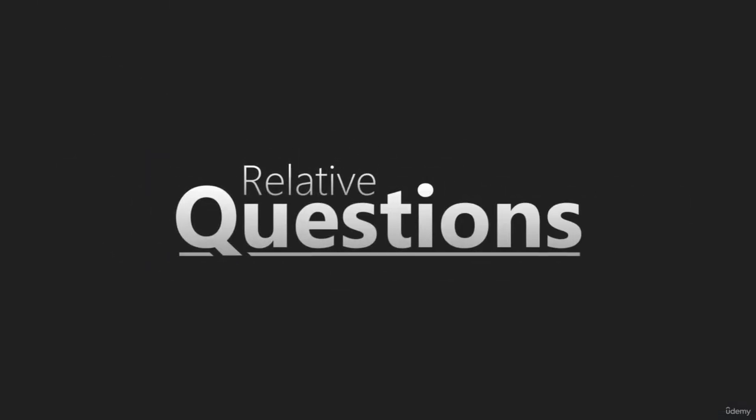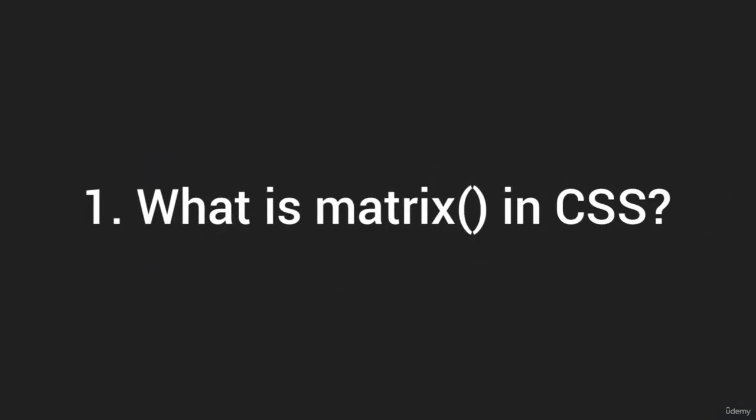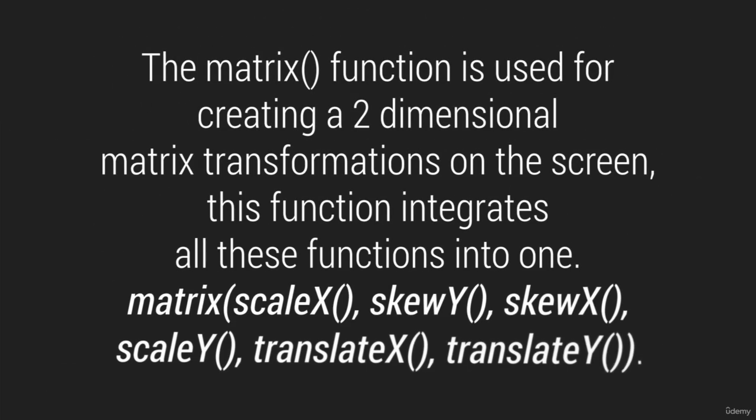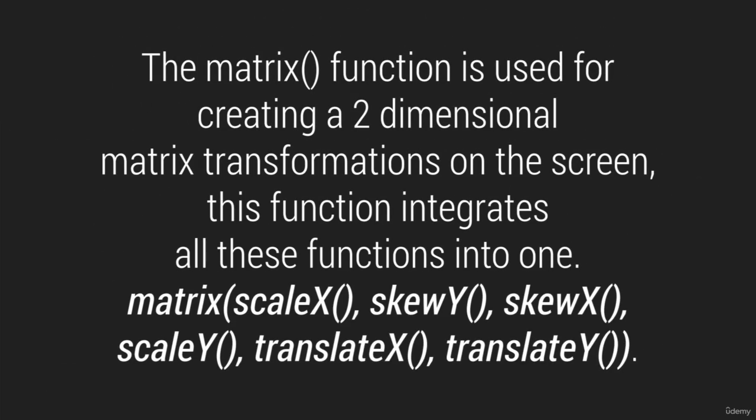Let's talk about questions of what is matrix in CSS. So matrix function is used for creating two-dimensional matrix transformations on the screen. This function integrates all these functions into one.